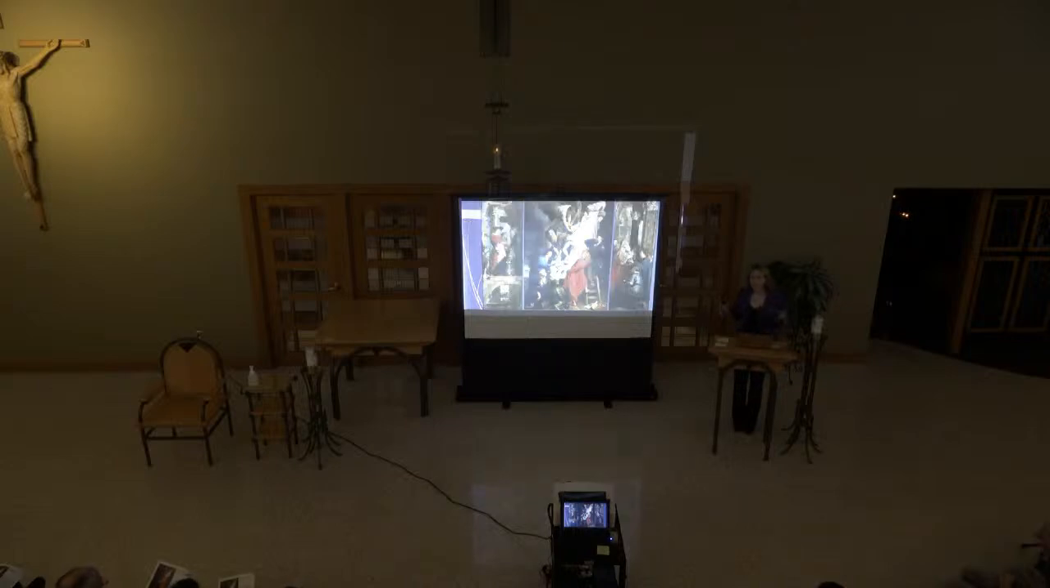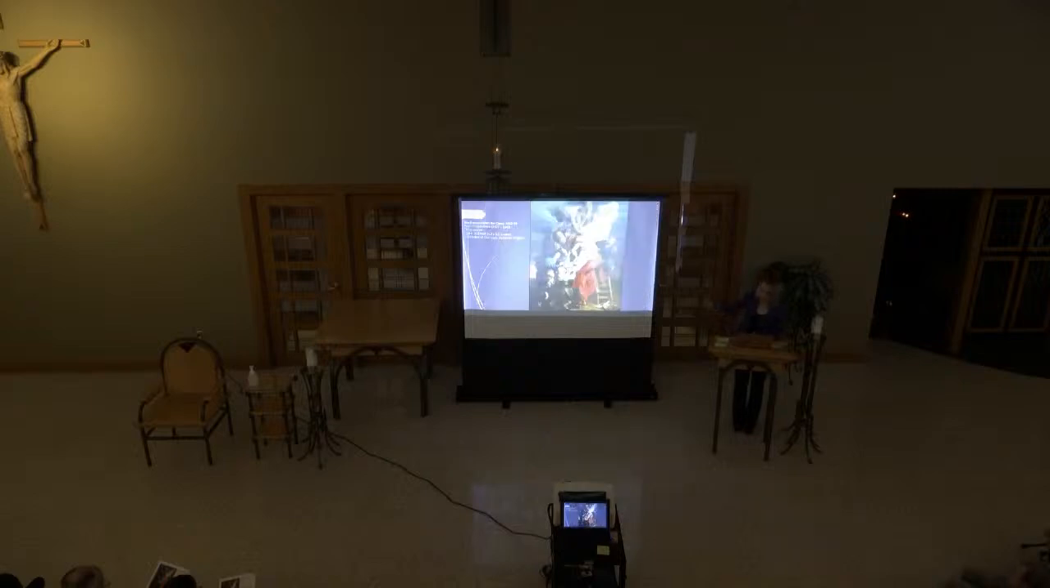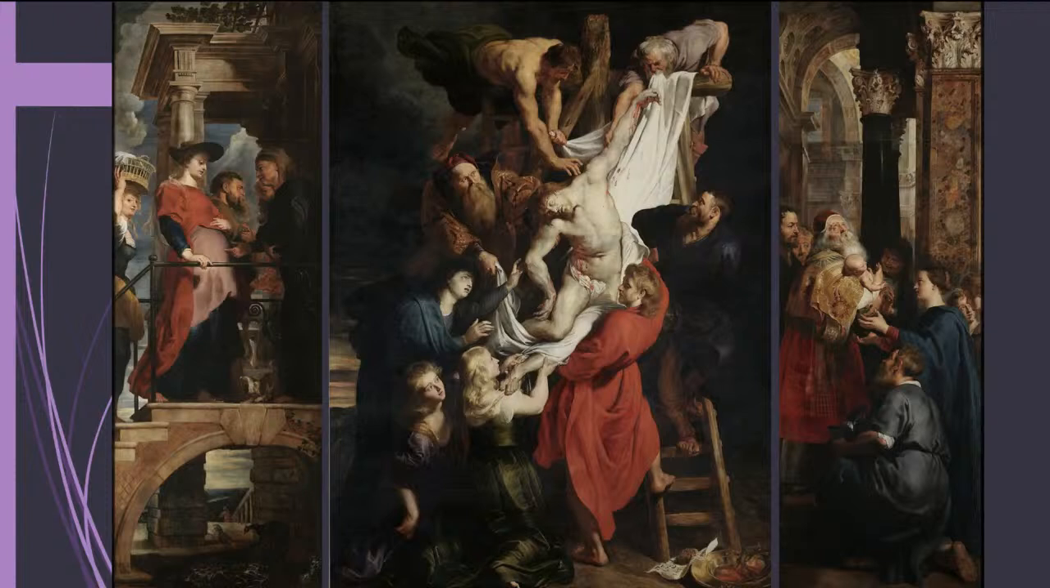Just to put the painting into context, The Descent from the Cross by Rubens is the central panel of a triptych which he painted for the Cathedral of Our Lady in Antwerp. The side panels depict the Visitation, here over to the left, and the Presentation in the Temple, here on the right. The altarpiece was commissioned by the Antwerp Guild of Musketeers, whose patron saint was Saint Christopher, whose name means Christ bearer.